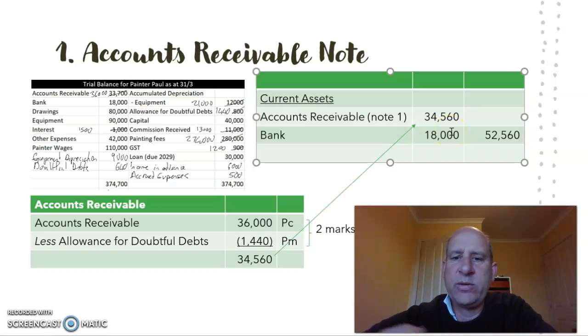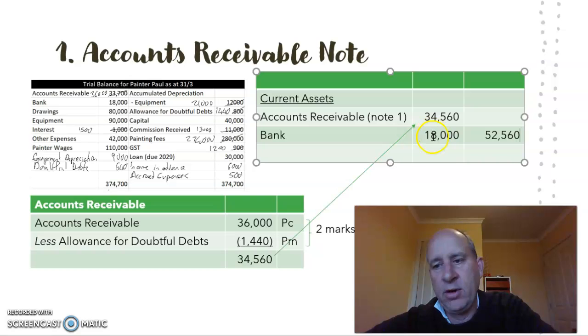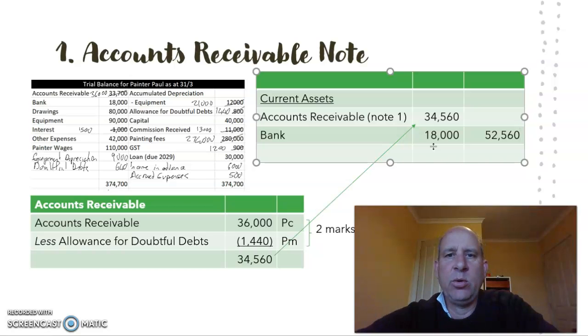So what's important is we've taken the clutter out of the accounts receivable in the current assets section. So we've got current assets, accounts receivable, just the net figure. Alright, and that's come from your accounts receivable note. And you get 1, 2, 3, 4 marks for that, which is quite useful. Once you've got that finished, we'll move on to the next part, which is the major part we'll look at today, the property, plant and equipment note.